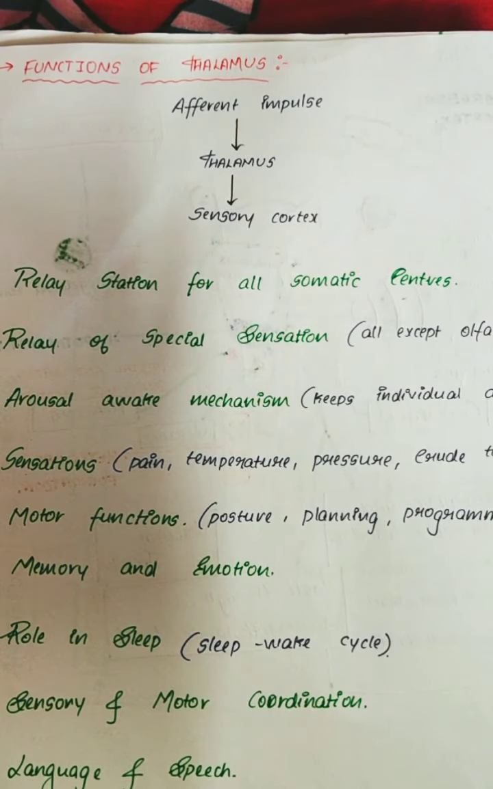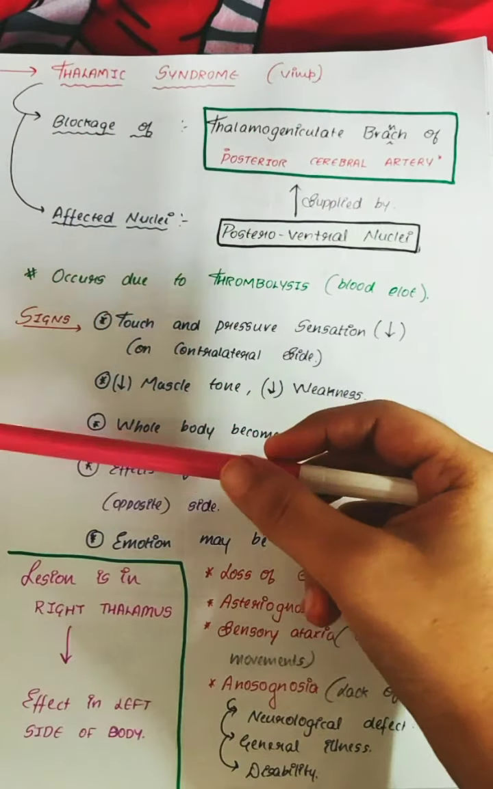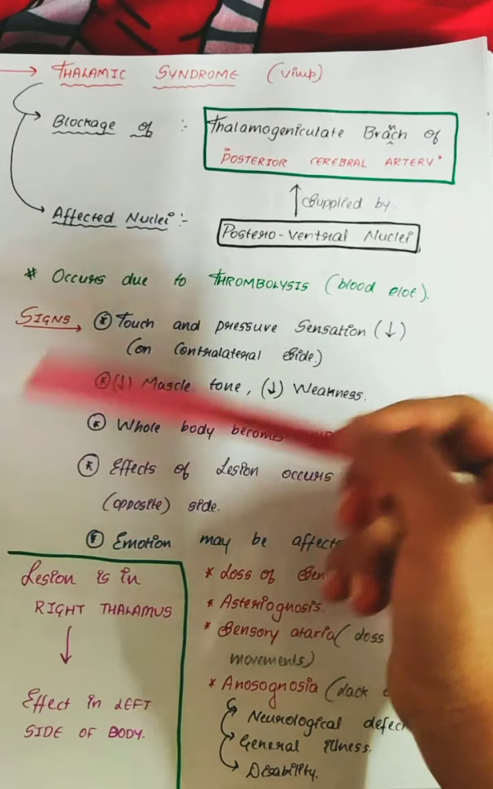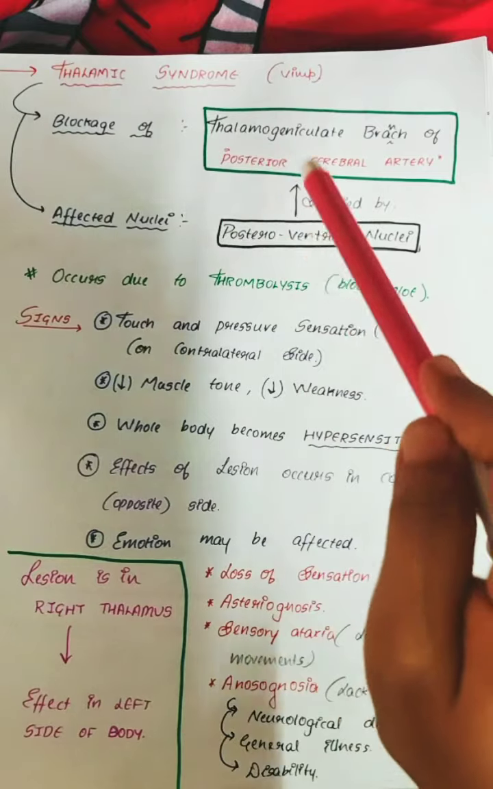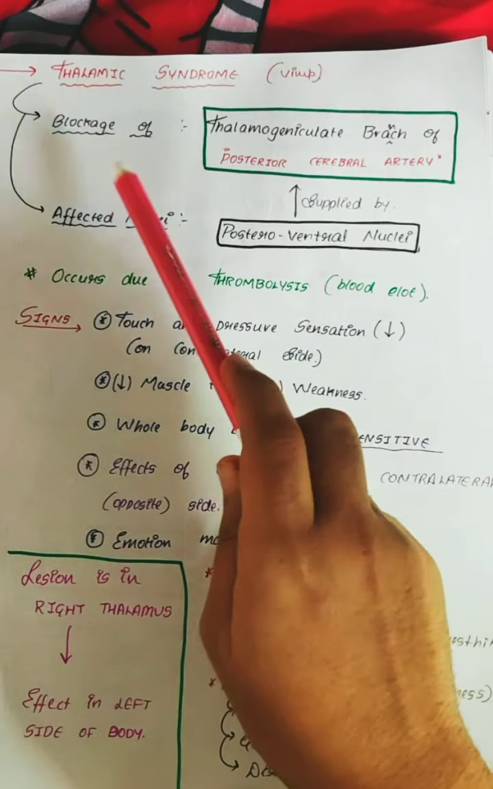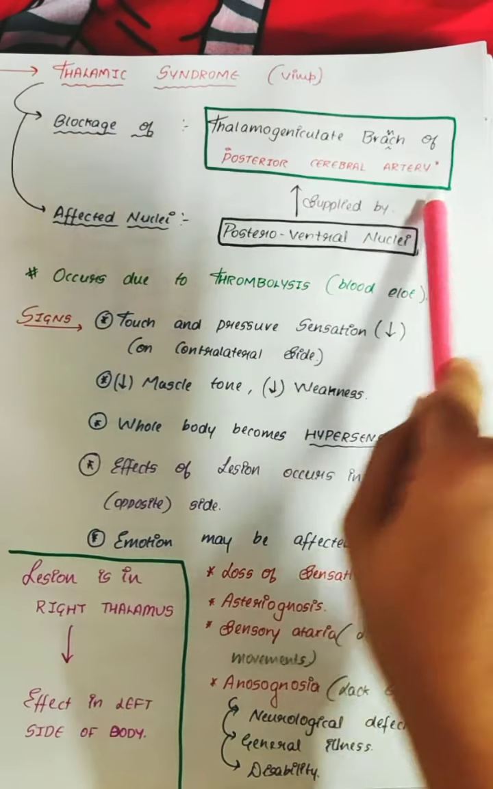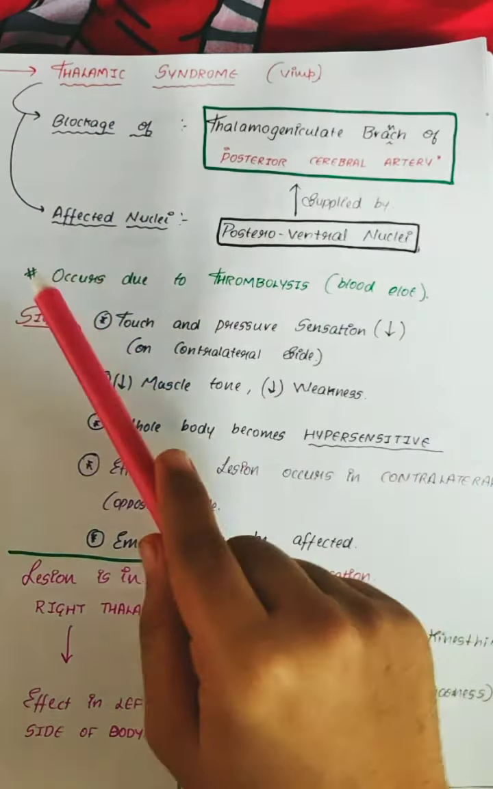What happens here is there is blockage of the posterior cerebral artery supplying the posterior ventral nucleus. You know that in the posterior ventral nucleus there are 2 types, the ventro-posterior medial nucleus and the ventro-posterior lateral nucleus. Both of those nuclei will be affected. It occurs due to thrombosis. There will be a blood clot in the posterior cerebral artery.